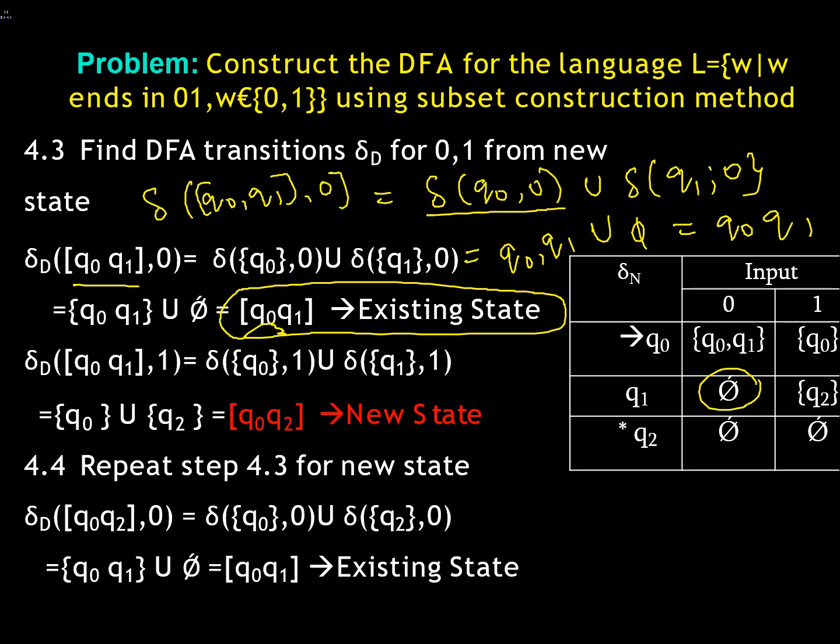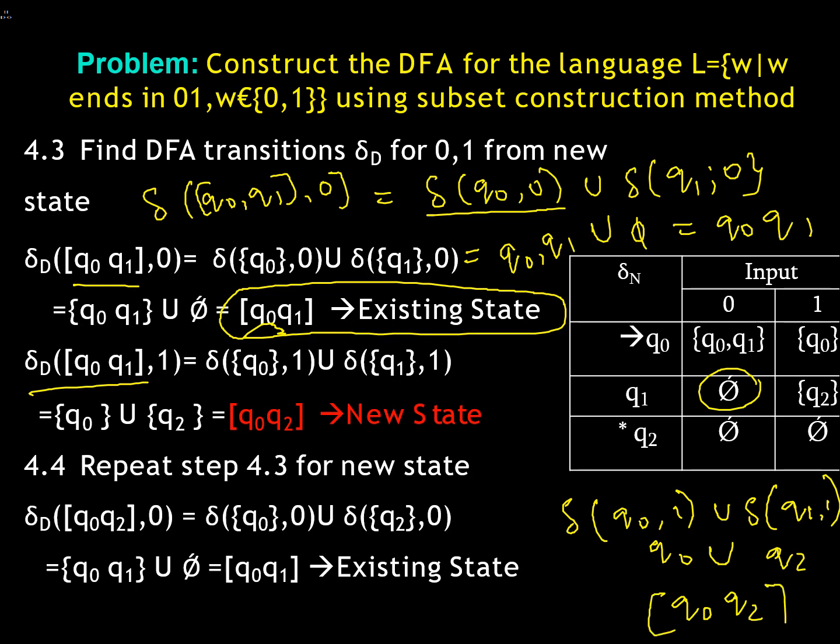Okay, Q0 Q1 on 1. So again do the same thing, union operation, delta of Q0 comma 1 union delta of Q1 comma 1. Q0 on 1 goes to Q0. Q1 on 1 goes to Q2. Okay, so just union, you will be getting Q0 Q2. Now this is a new state that is not present in your DFA. Okay, so we need to repeat the same for this new state Q0 Q2.